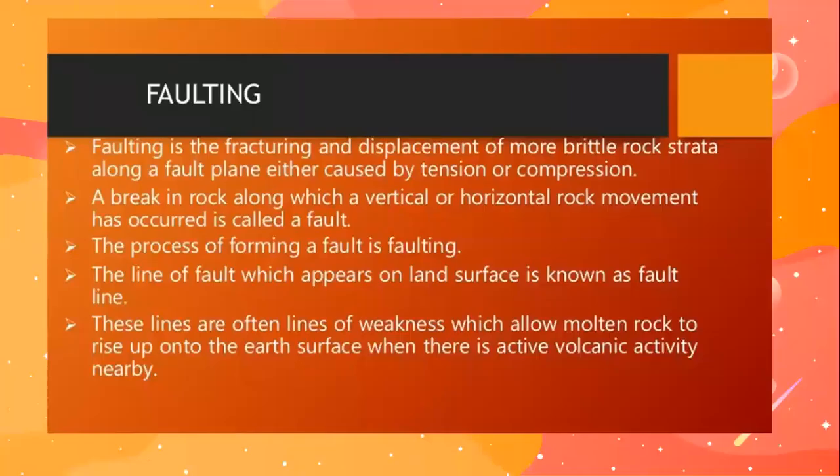So now let's go on to faulting. Faulting is very different from folding in a way that there is a break along it. Faulting is a fracturing and displacement of brittle rock strata along a fault plane, either caused by tension or compression. A break in rock along which a vertical or horizontal rock movement has occurred is called a fault. So in a fault, there is a specific line that tells the boundary between two plate tectonics, a line that separates the two.